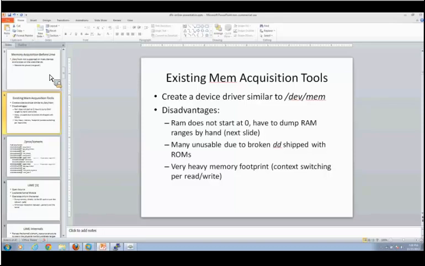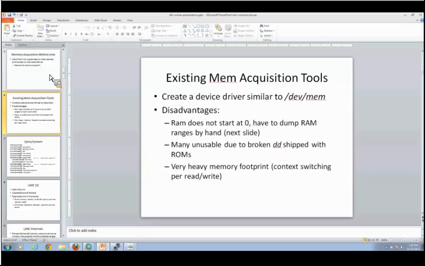The other thing is DD is broken on many of the stock Android ROMs. There's a bug due to sign extension, so you get the wrong offset. And the other issue with this is if you take your normal model of I have a device driver, I'm going to use DD, I'm going to write it out to a network or a USB drive, that's a lot of context switches. And so you go from, say your block size is 1 meg.